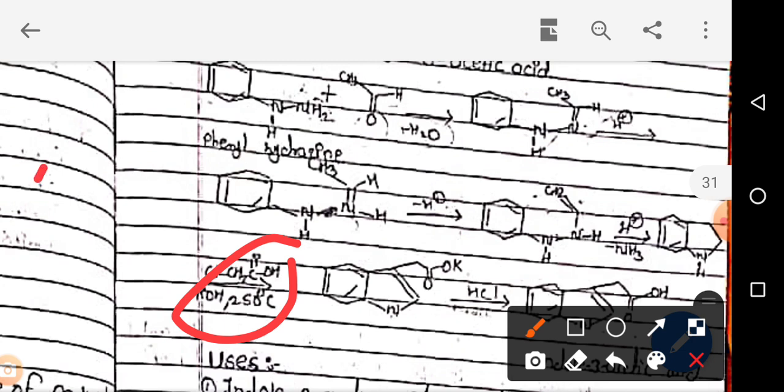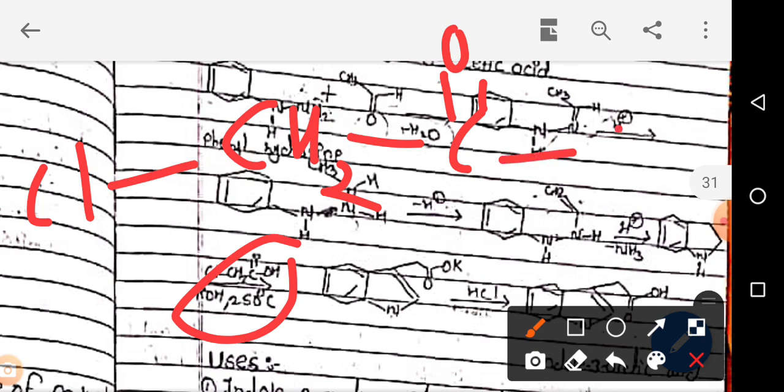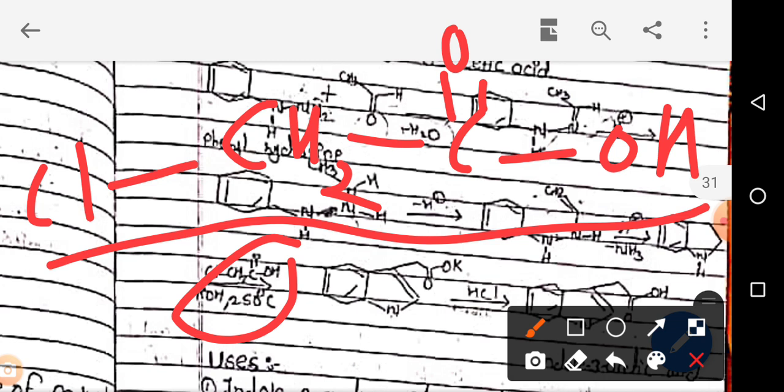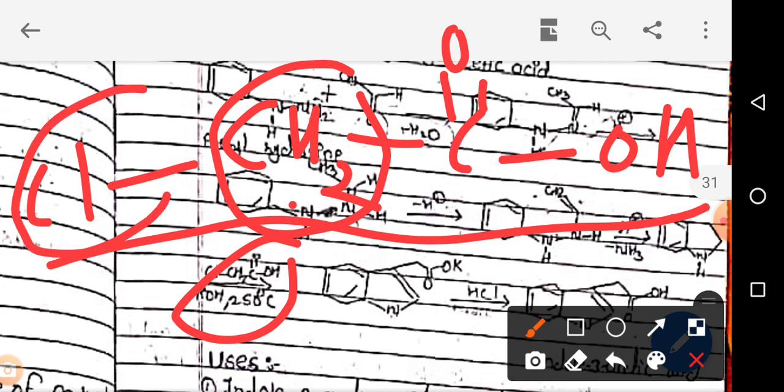Here the group is Cl CH2 C double bond OH. This group is going to be added on the indole heterocyclic compound. Why is this chosen? Because this CH2 is the substitution site, with CH2 attached to one leaving group, Cl. As the group attaches, the Cl leaves from that place, and CH2 C double bond OH is attached on this ring.